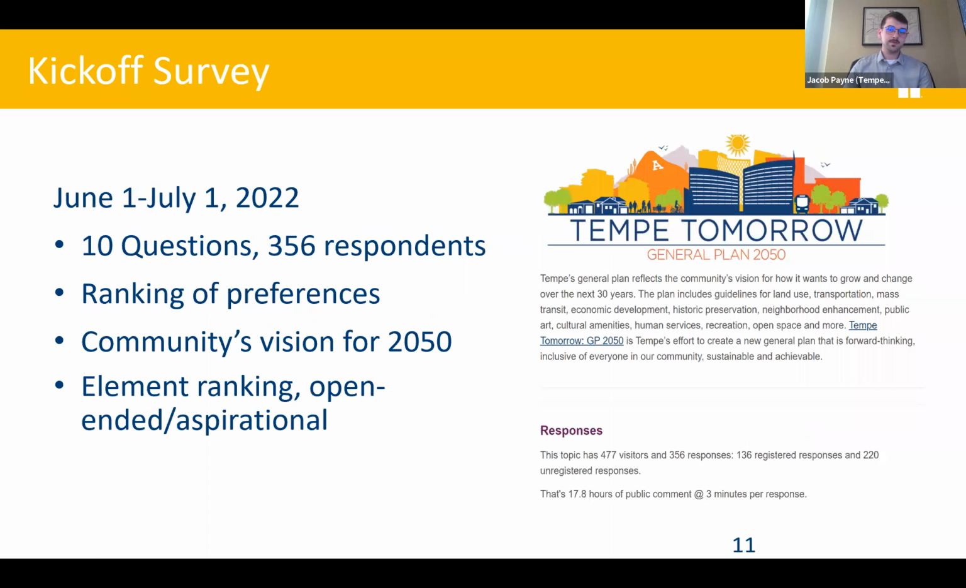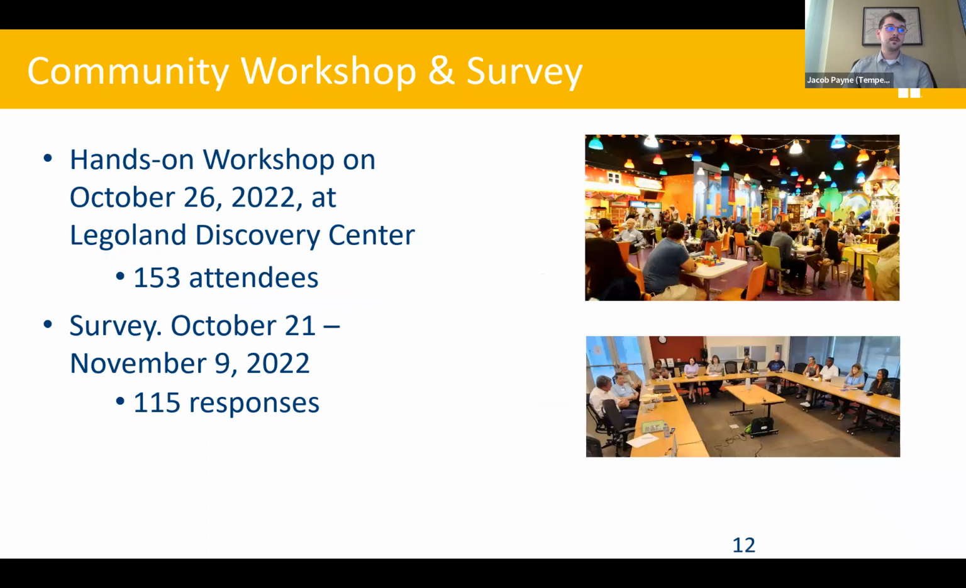So we began our public outreach for the general plan back last summer with the Kickoff Survey. So this was 10 questions about values and preferences the community members held for Tempe's future. So it was a combination of open-ended, ranking type questions, a total of 356 respondents to that, which is a really good turnout for a survey.